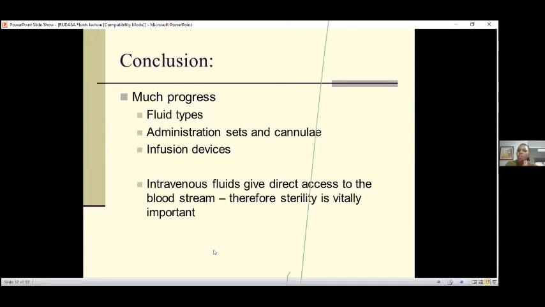In conclusion, there is much progress when it comes to fluid types, administration sets, cannulas and infusion devices. But again, we are in the Eastern Cape, and as much as there's so much available in other urban areas, we still lack gel cores, the usual yellow ones, which makes it very, very difficult for us to manage our patients.